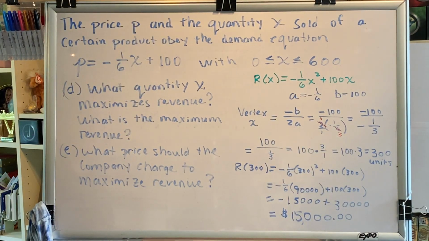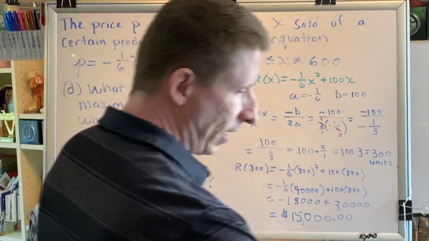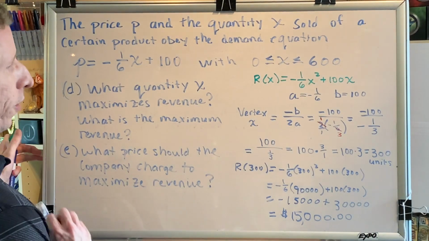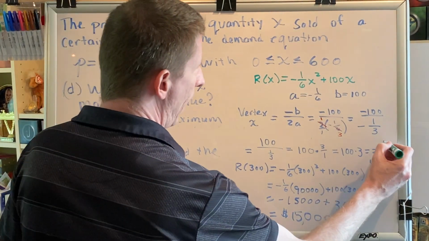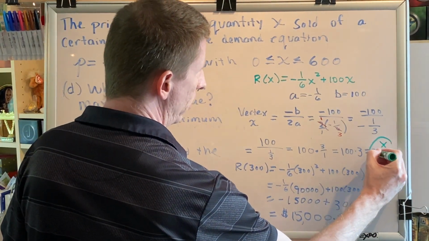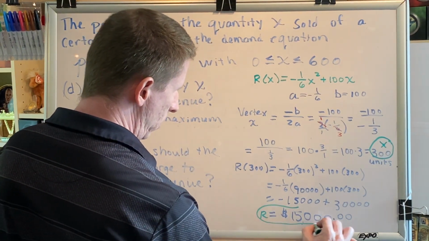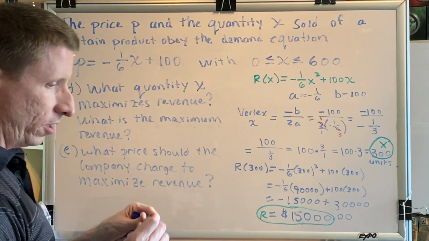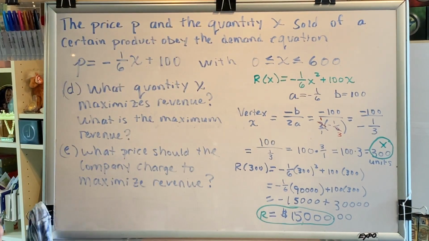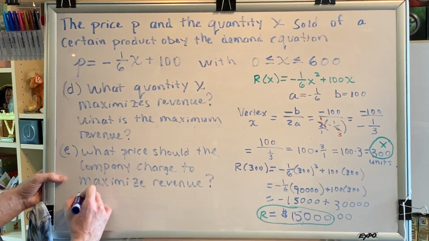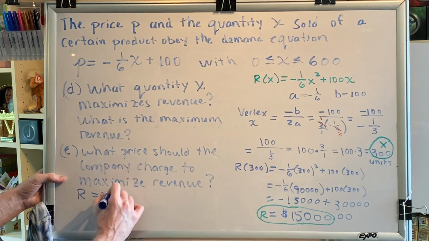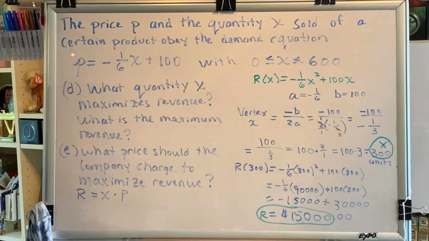Okay, that's it for part D. Part E, what price should the company charge to maximize revenue? Well, this is actually very easy if we remember two things. First of all, x is 300, R is 15,000, and x, R, and p are all related by the equation R is equal to x times p.